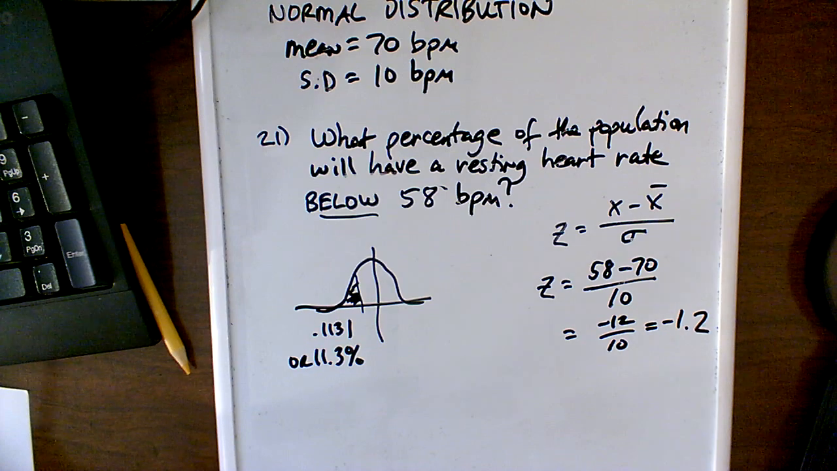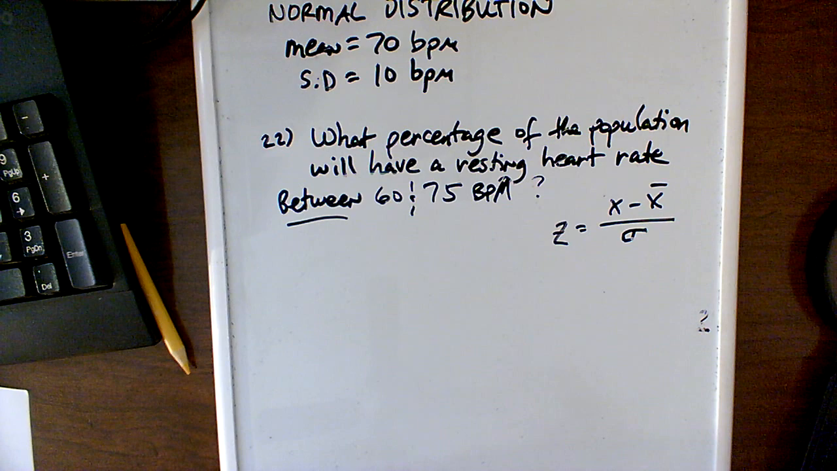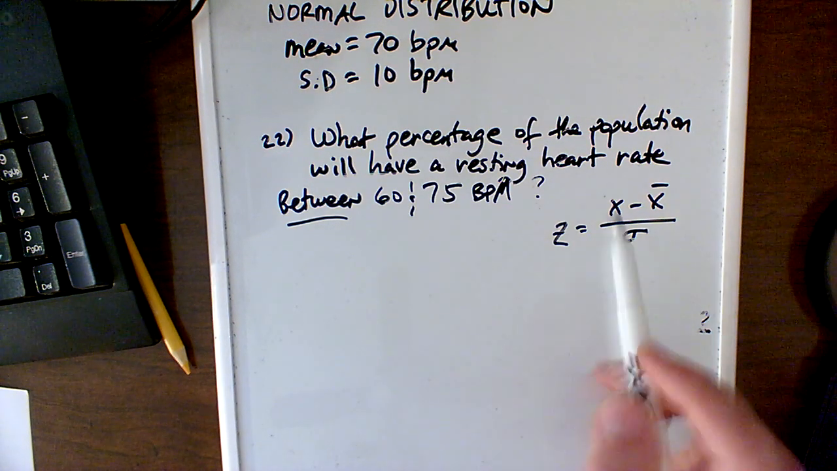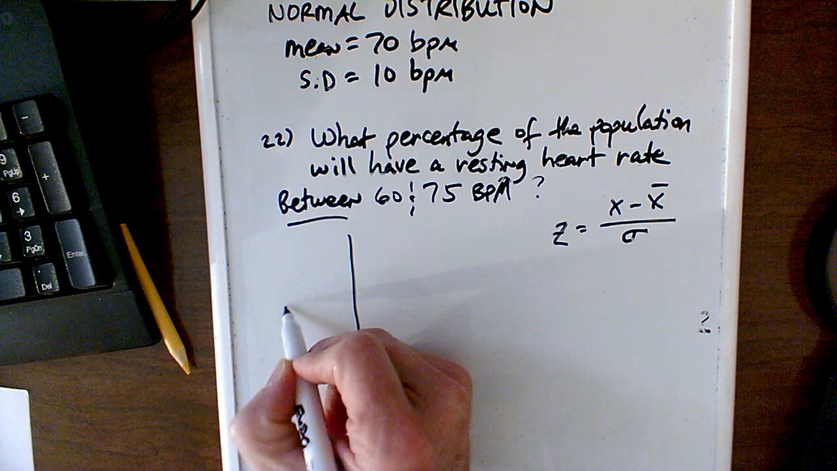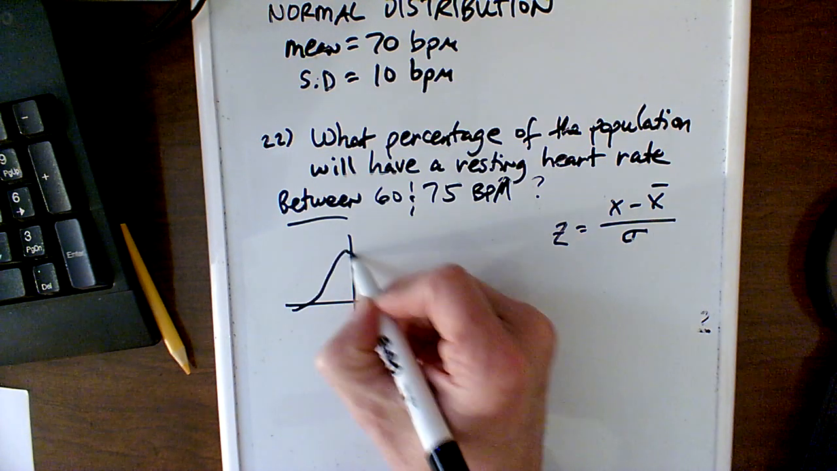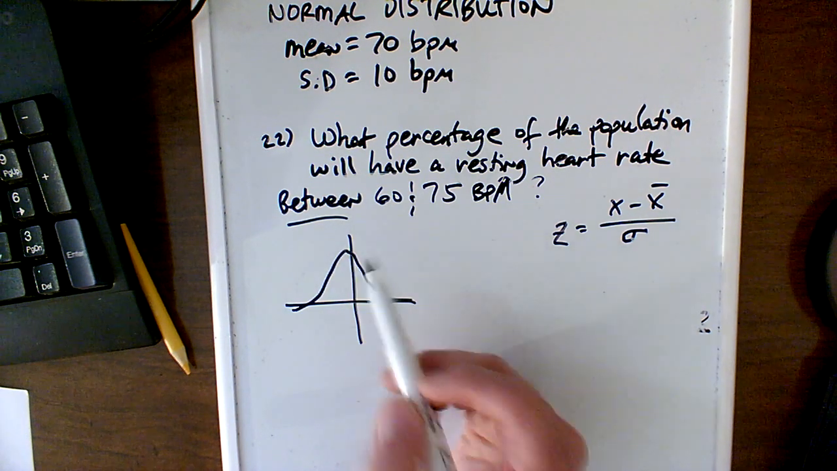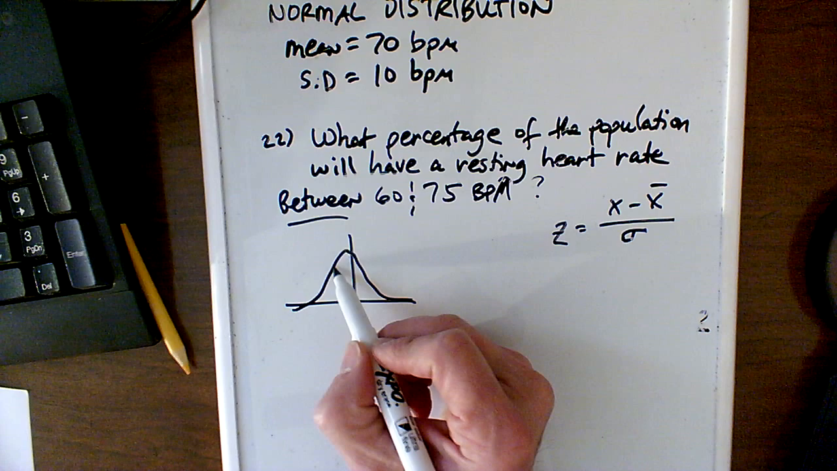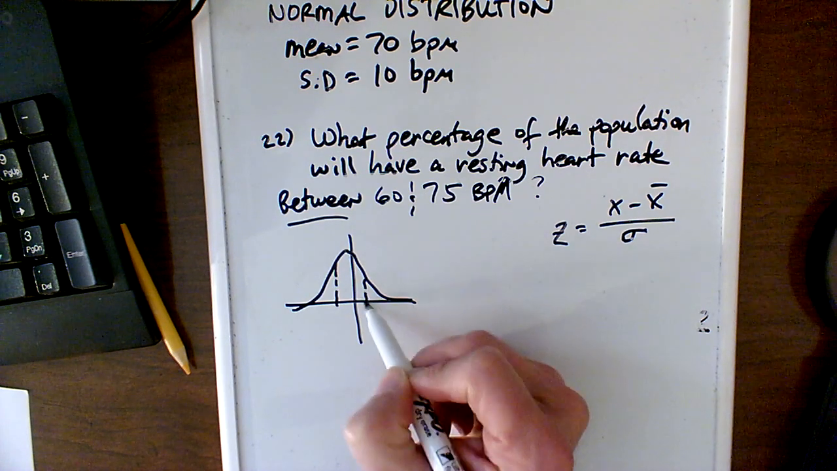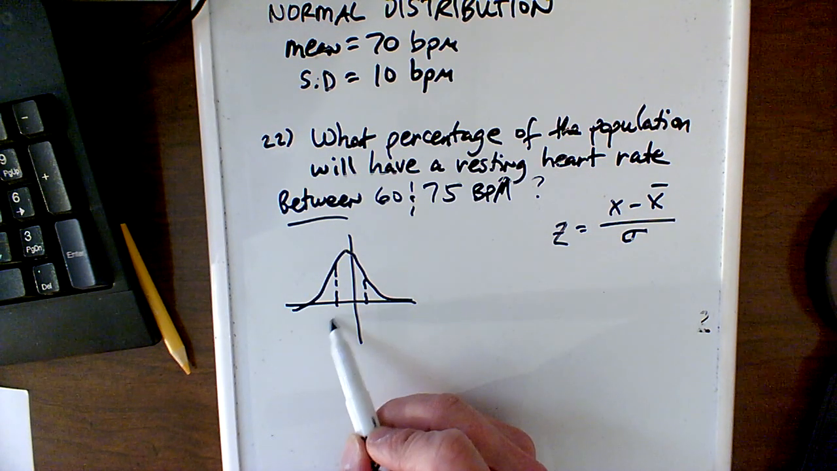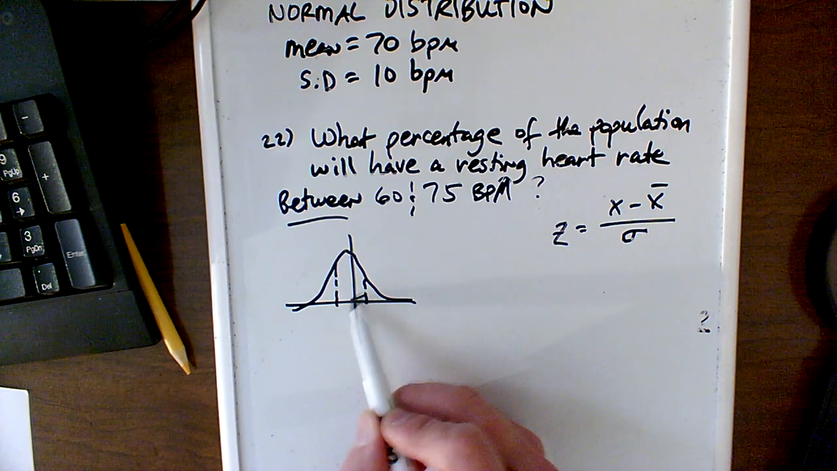And then for number 22, okay, so now in this question it's between 60 and 75 beats per minute. So on our normalized distribution, we want to know what's between these two z-scores.